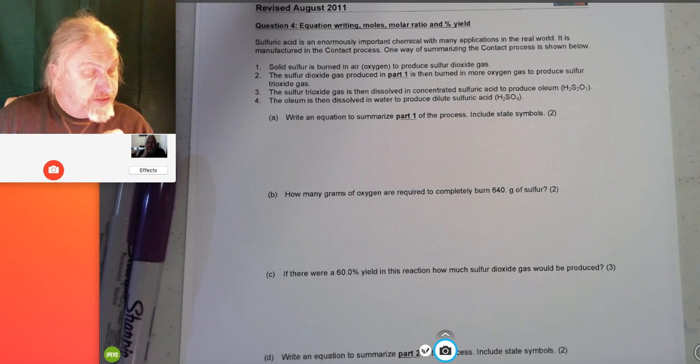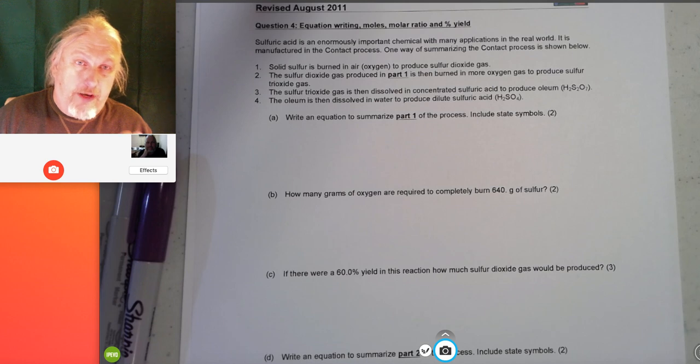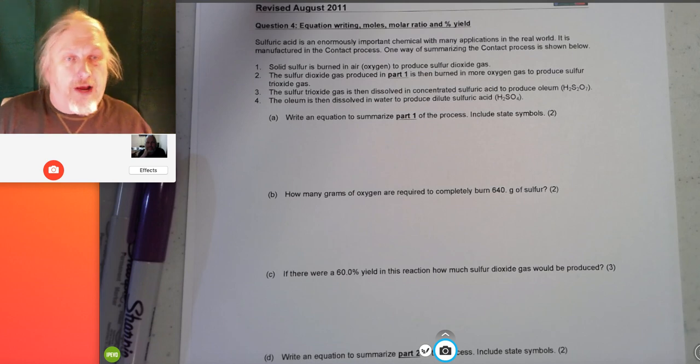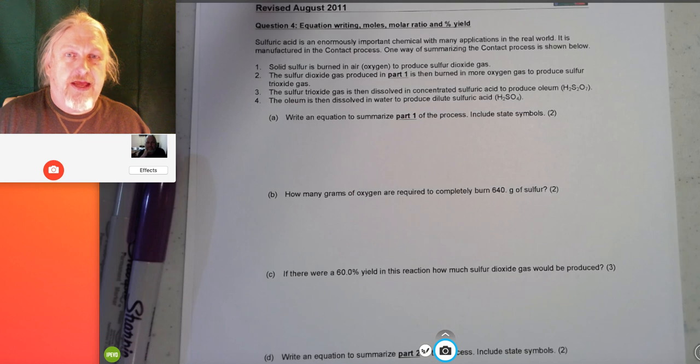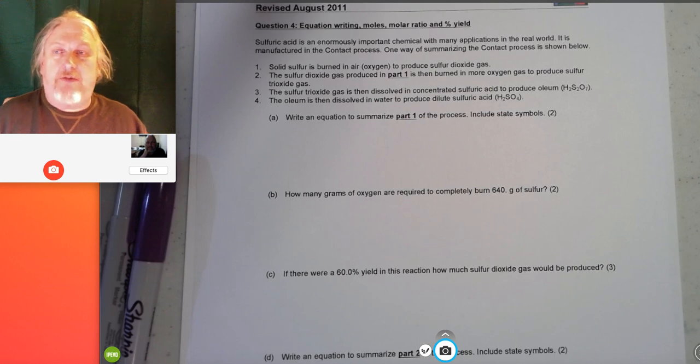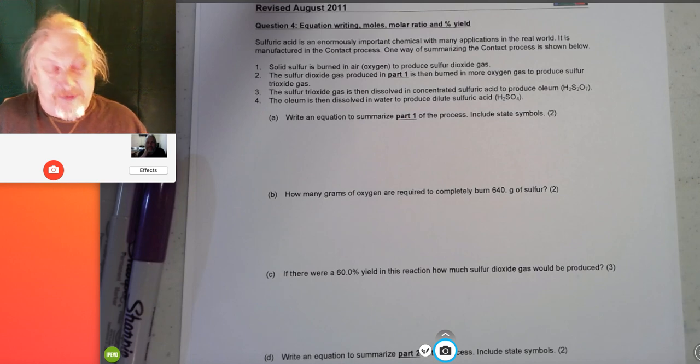So one, solid sulfur is burned in air and it produces sulfur dioxide gas. We take what we make in part one and then we'll burn it in more oxygen gas and that'll produce sulfur trioxide gas. Then we'll take that sulfur trioxide gas and dissolve it in concentrated sulfuric acid and that'll produce oleum, H2S2O7. Then we'll take H2S2O7, oleum, dissolve it in water and it becomes a very dilute sulfuric acid and we can dilute it to however much we want to.